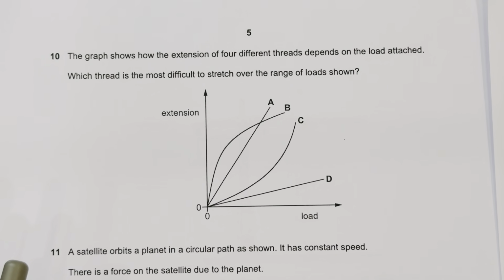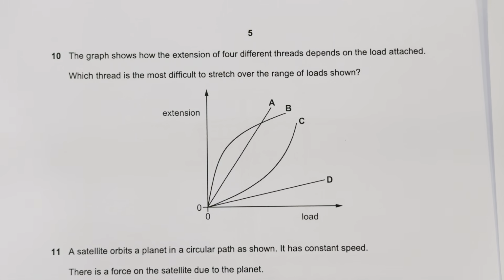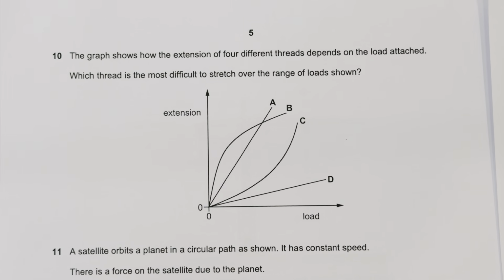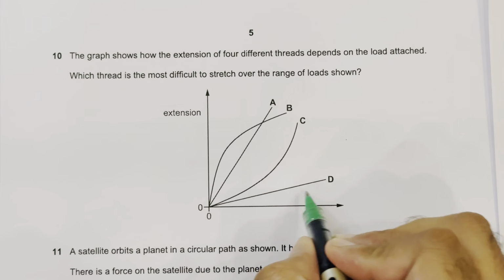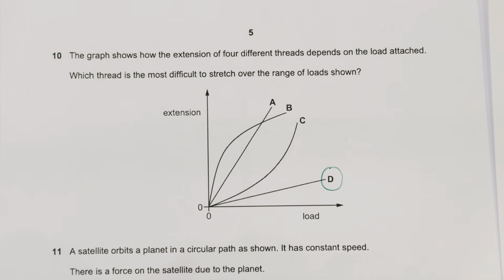Moving to question number 10. The graph shows how the extension of 4 different threads depends on the load attached. Which thread is the most difficult to stretch over the range of the load shown? So we know that the graph should be the one in which the extension is minimum, and this is a repeated question. The question has been asked before by the examiner. So where the extension is minimum, it means it is very difficult to stretch. So option D has the minimum extension, so option D is the correct answer over here.